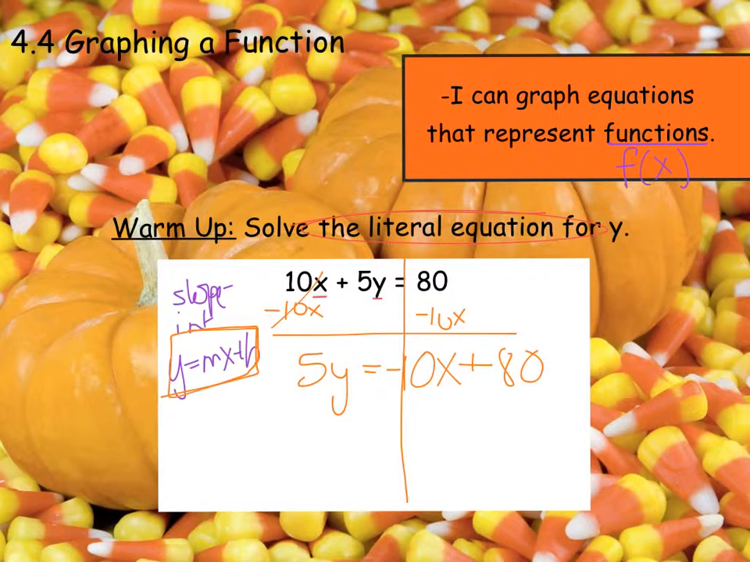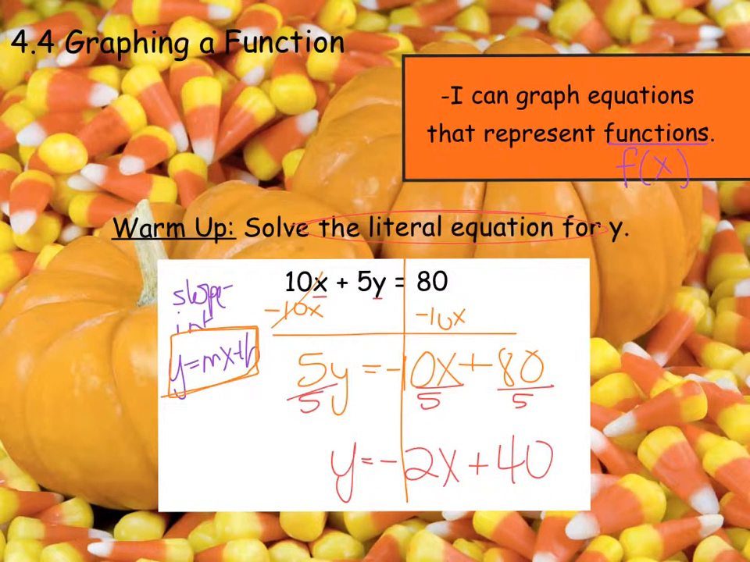I'm going to keep it in that slope-intercept form as I work. Divide by 5 to every single term. And y equals negative 2x plus 40. And then right there we have our final answer. We not only solved for y, but we also put it into slope-intercept form, which is going to be very important for what we're working with today.